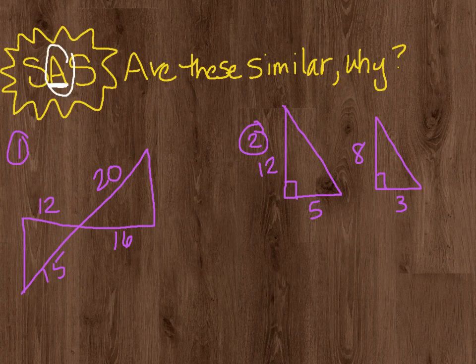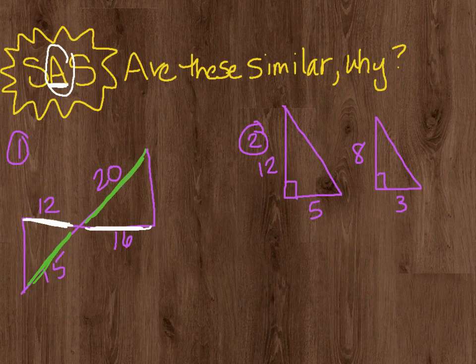So if we look at example 1 here, you can see that we have 12, and this is tricky because 12 does not match up with 20. 20 would be kind of like the hypotenuse, so 20 would match up with the 15. So you want to be careful of a picture like this. It's kind of twisted, and it makes you a little confused on what matches up. But it's actually the opposites that match up.